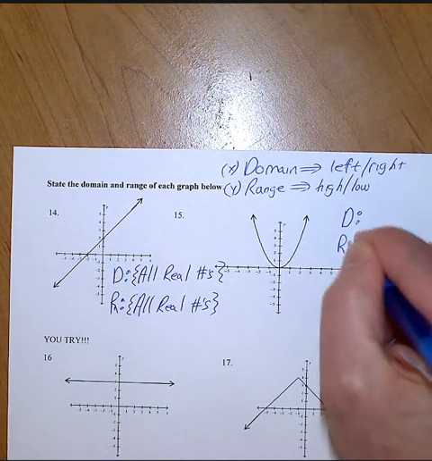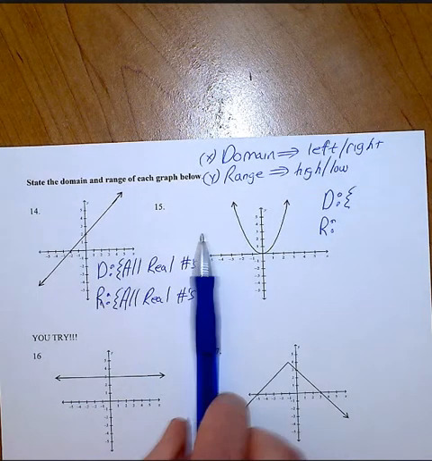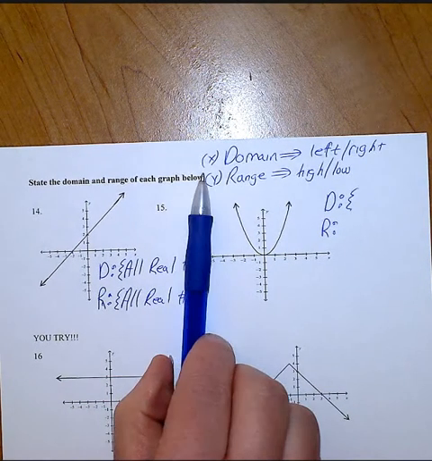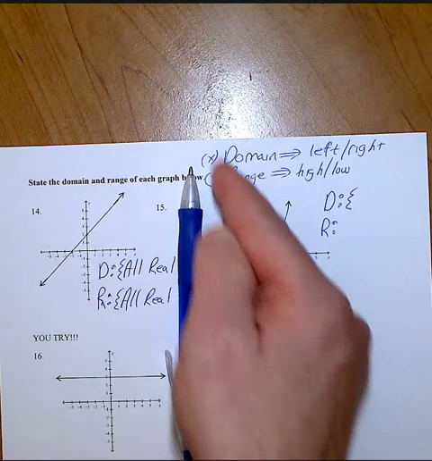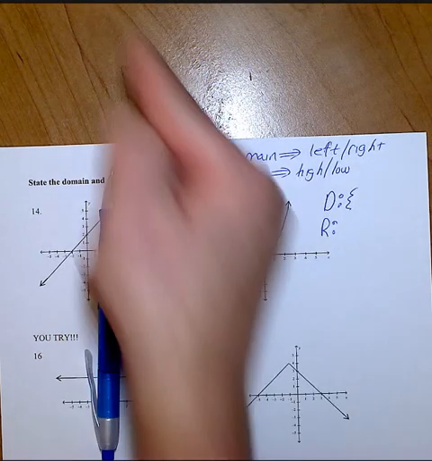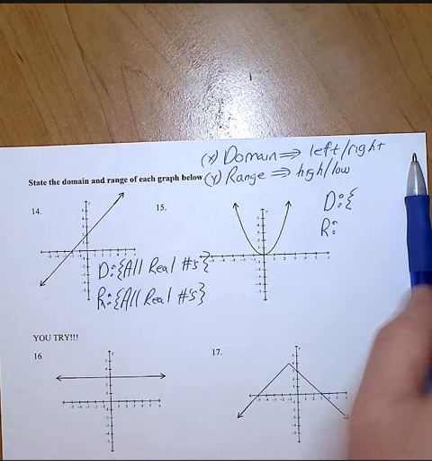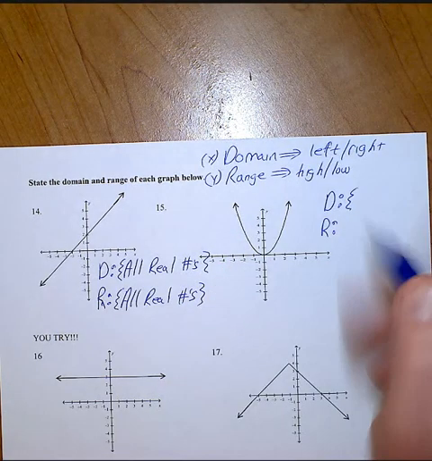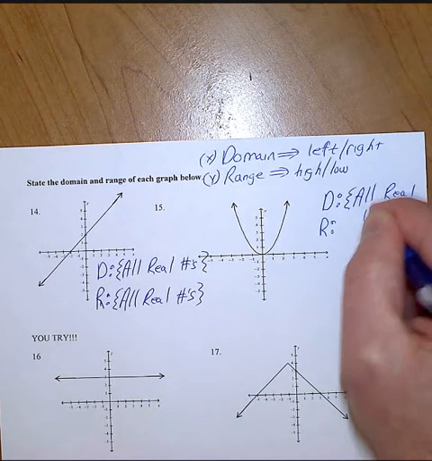Domain and range of this one. Domain. Once again, I can use my pencil. Is this graph going to touch? Is there going to be an x value associated way out here? Well, this graph's going to keep going up. It would. What about way back here? Yeah, it's going to keep going up. All the way over this way? Sure, that graph's going to keep going up. So all real numbers. All real numbers.